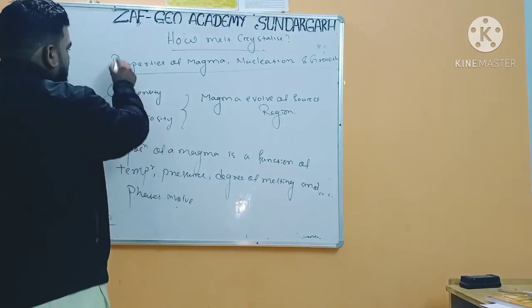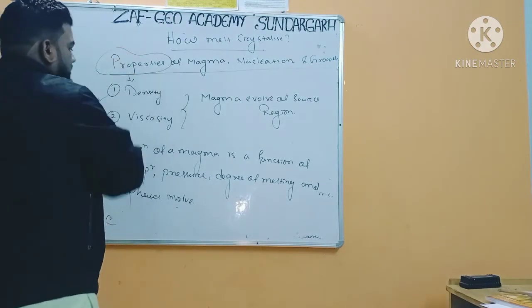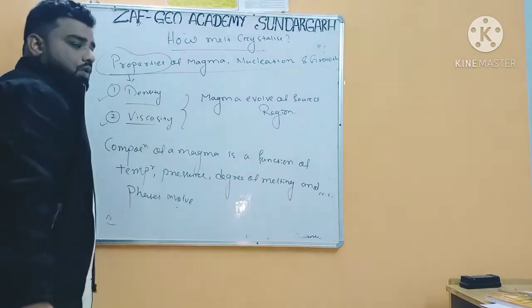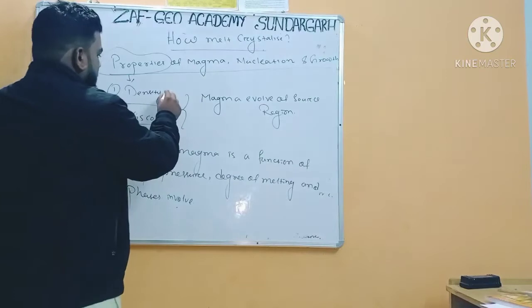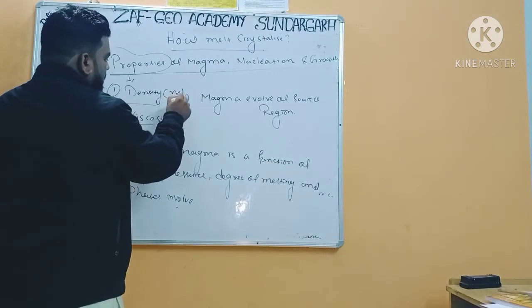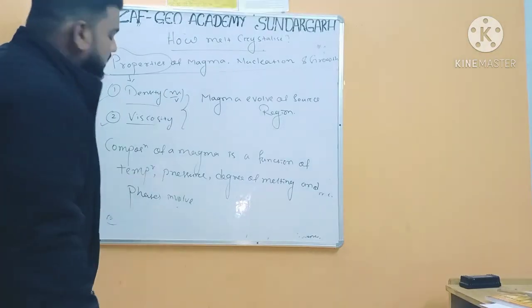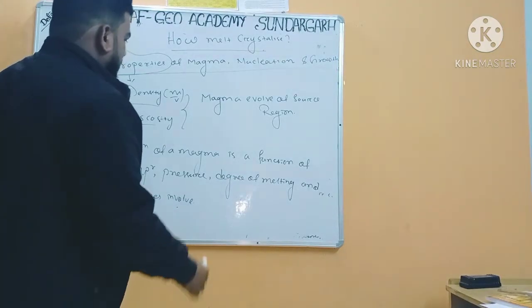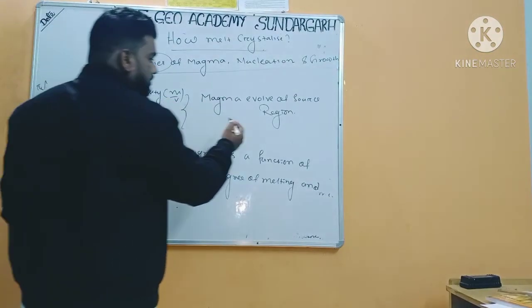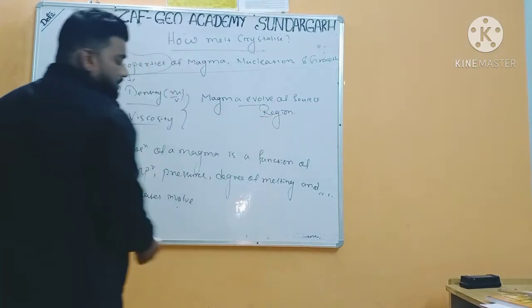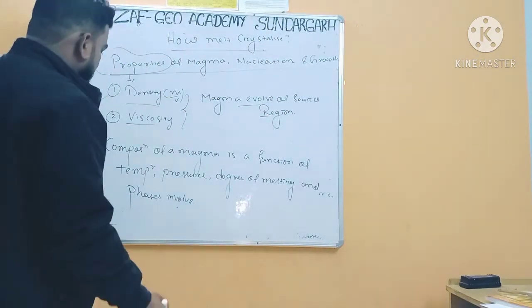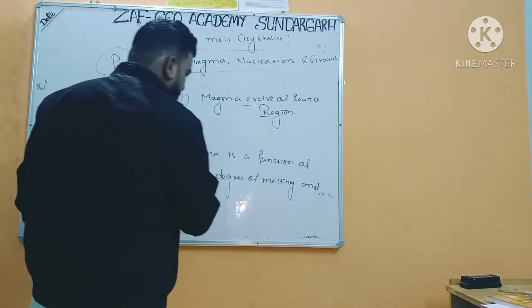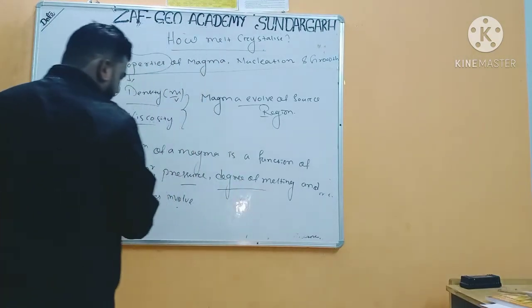So first we are discussing the properties of magma: density and viscosity. Now what is density? Density is the mass per unit volume, and viscosity is the resistance to flow. The magma must evolve from a source region. The composition of magma is a function of temperature, pressure, degree of melting and phases involved.